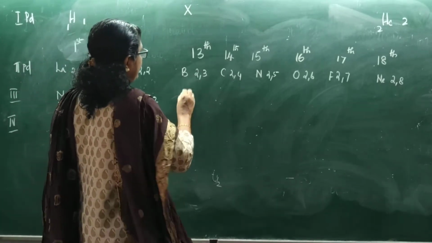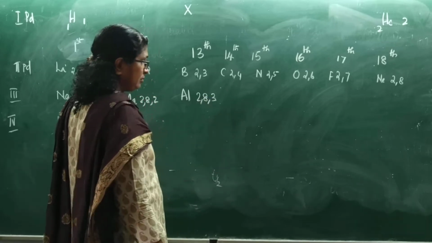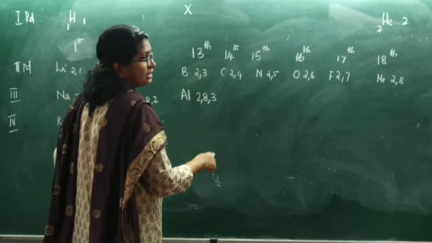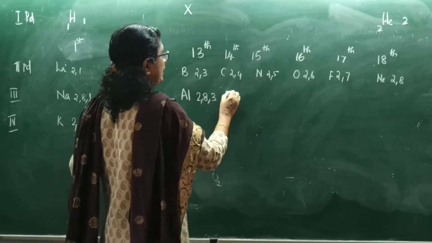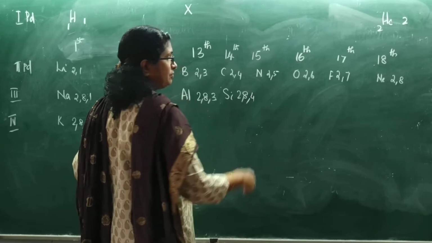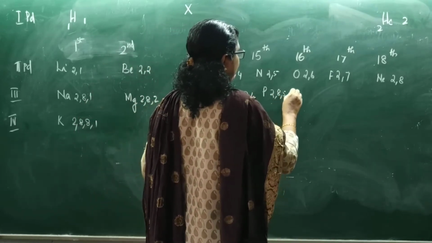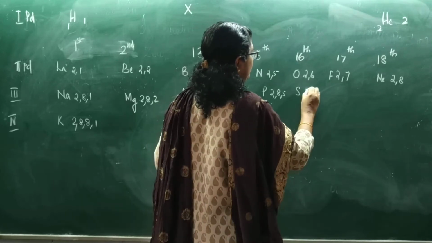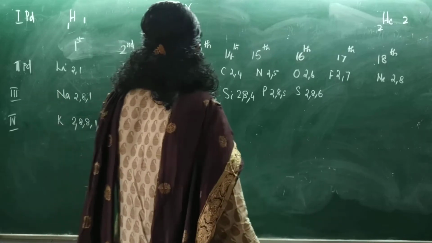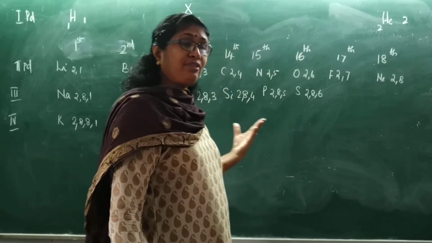See, for aluminium it is 2 8 3. So that means it is also having 3 electrons. In the 13th group they have 3 electrons in the outermost shell. Silicon 2 8 4. Phosphorus 2 8 5. Sulfur 2 8 6. So in the third period, the third orbit is being progressively filled. So they have 3 orbits.